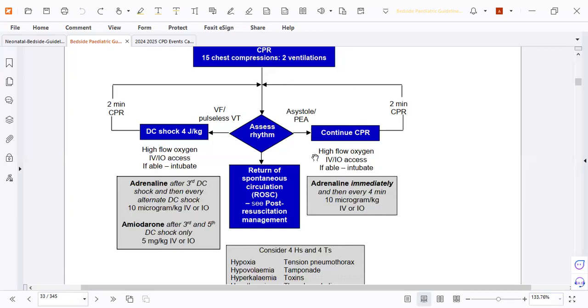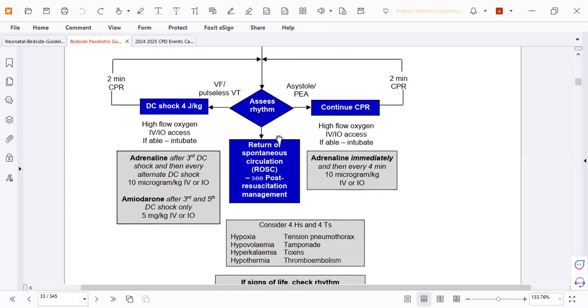Okay, together you're still having the high flow oxygen, the IV access or IO access with intubation if that's possible. Return of spontaneous circulation, if he is responding to your resuscitation, so you're gonna go to the post-resuscitation management, which is according to whether he responded after a shockable rhythm or he responded after an unshockable rhythm.